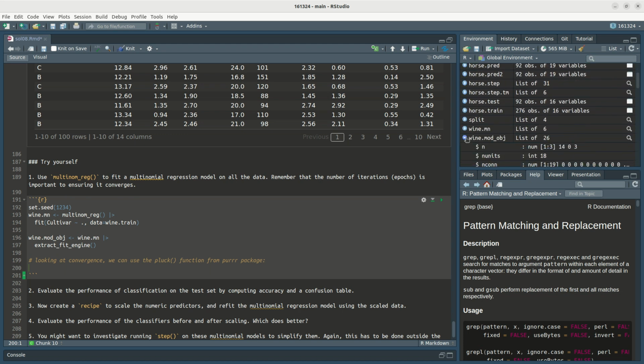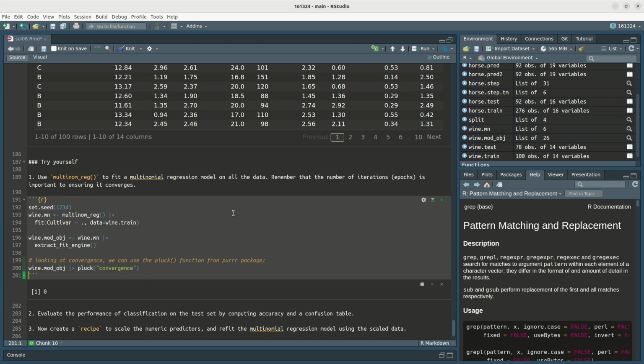So the underlying objects in R are generally lists. So everything is a list. And so pluck is handy because it can pull out things from lists. So in this case we want to pull out the convergence object, and we can do this with our model object with pluck, and we can just pick out convergence. Then it'll pull out that number 0.